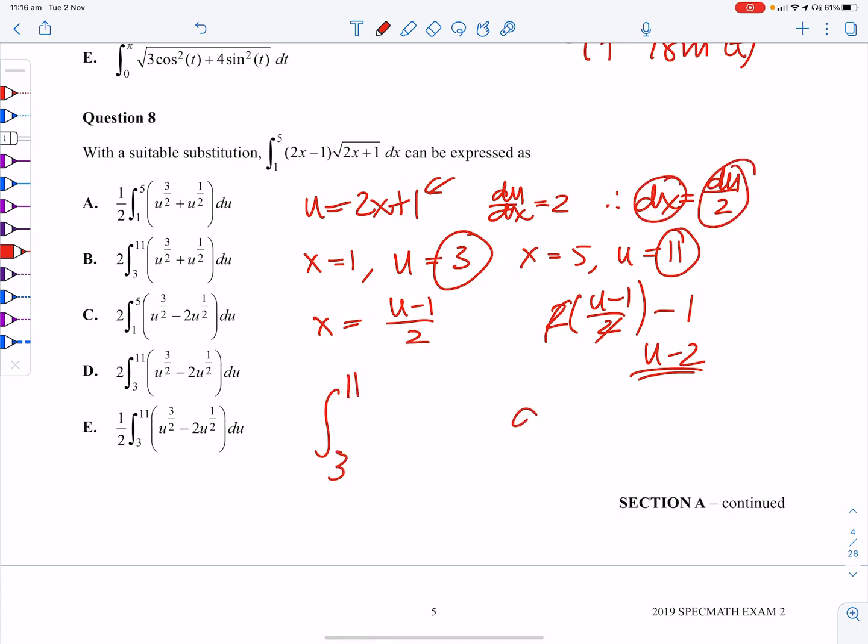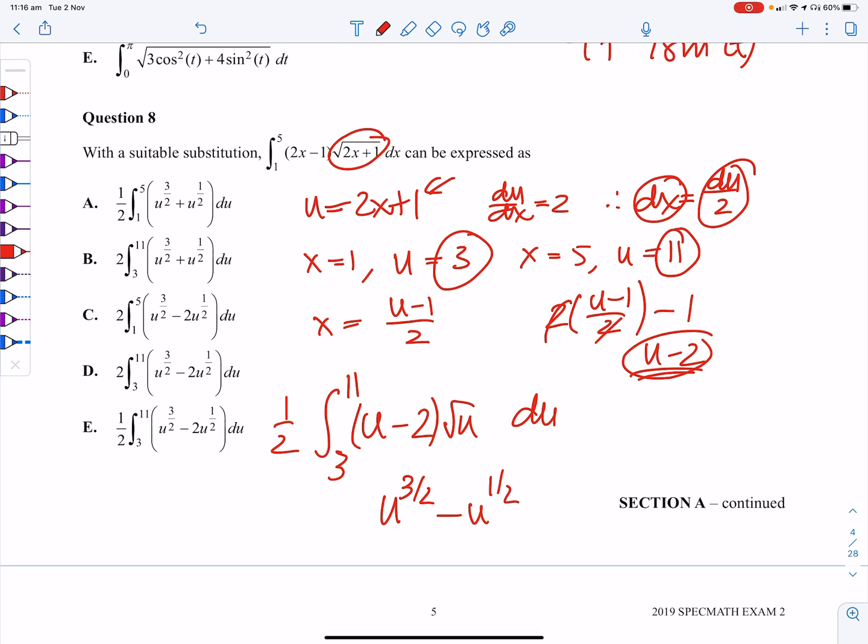dx we replace with du on 2, or we can say a half. 2x minus 1 we know is u minus 2, and then root u. So we get u to the 3 on 2 minus u to the half, from 3 to 11, a half into u. So it is E.